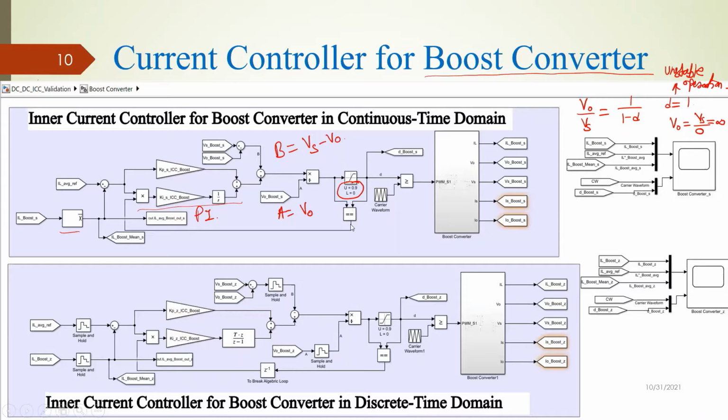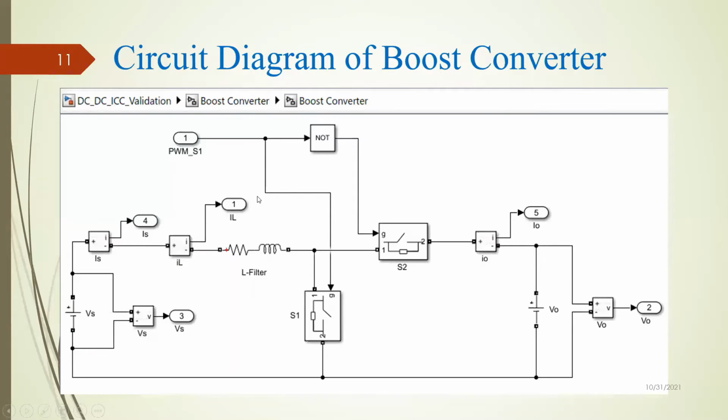That is why you should limit your upper duty cycle to a value less than 1, and you can also decide this upper limit by the maximum safe duty cycle operation for your converter. You are free to saturate your duty cycle at any value. I have chosen 0.9. You may also choose the upper value as 0.8 or 0.7. It is your choice. And again, we have the same thing in discrete time domain. Let's open the boost converter circuit. Now the boost converter circuit diagram looks like this. You can again pause this video and get familiar with this circuit diagram.